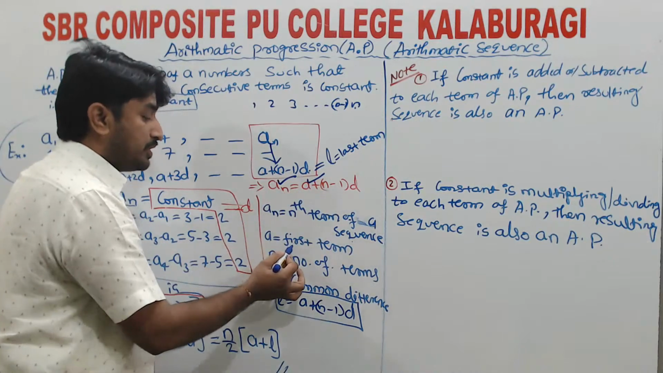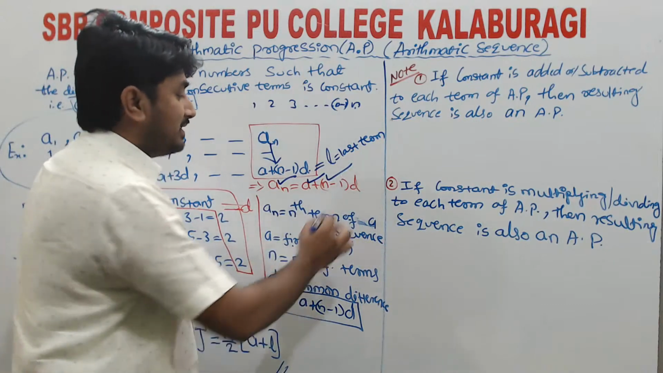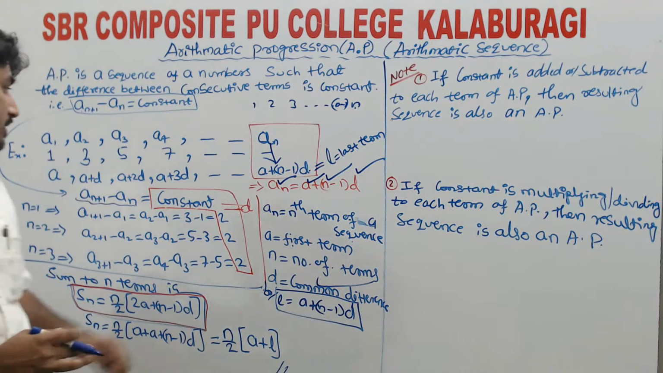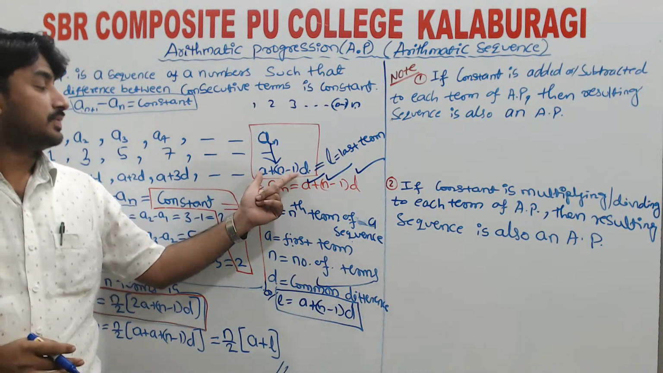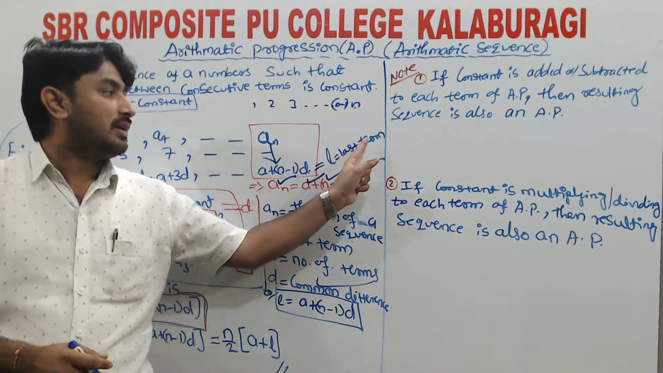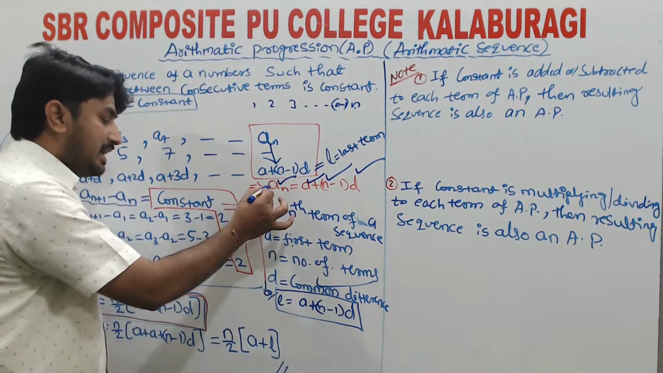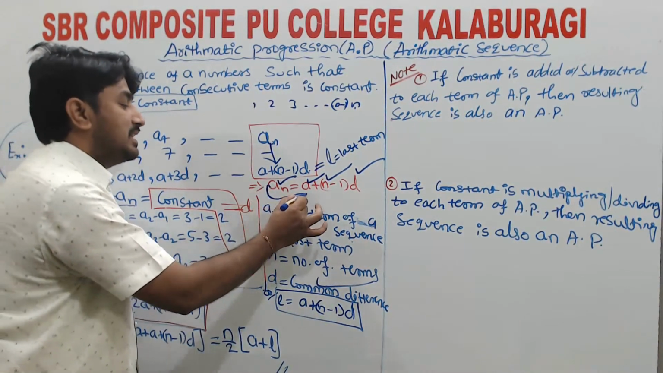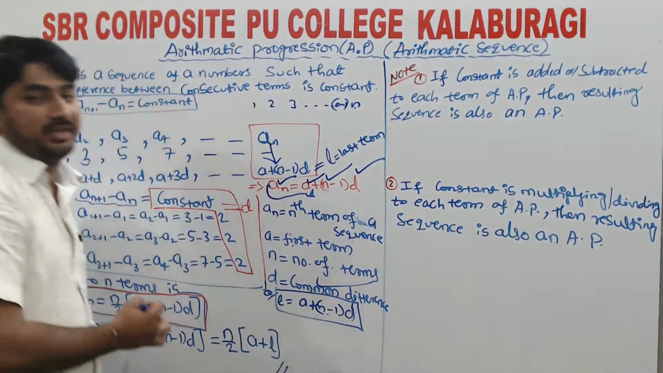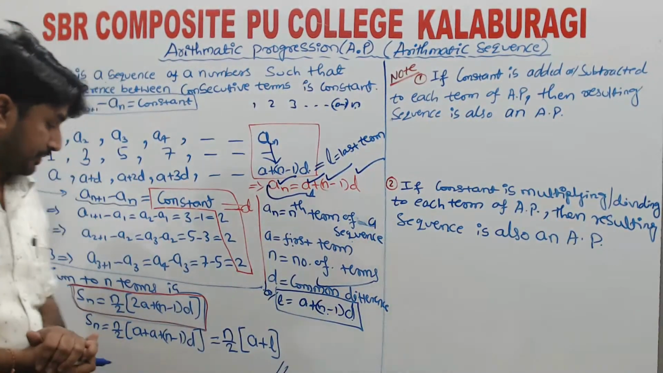Here a means the first term of a sequence, n means the number of terms, and d is called the common difference. And also the last term a plus (n minus 1) d is also called L. L means what? Last term. Replace a(n) by L, since a(n) is the same as the last term L. Also L is equal to a plus (n minus 1) into d. You can take any one formula to find the nth term.